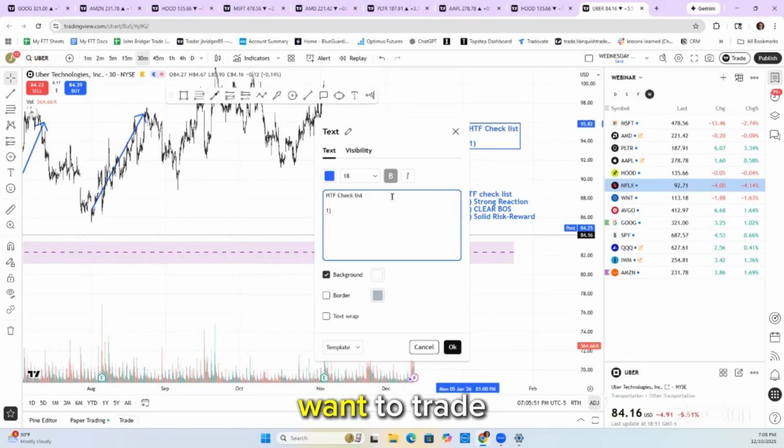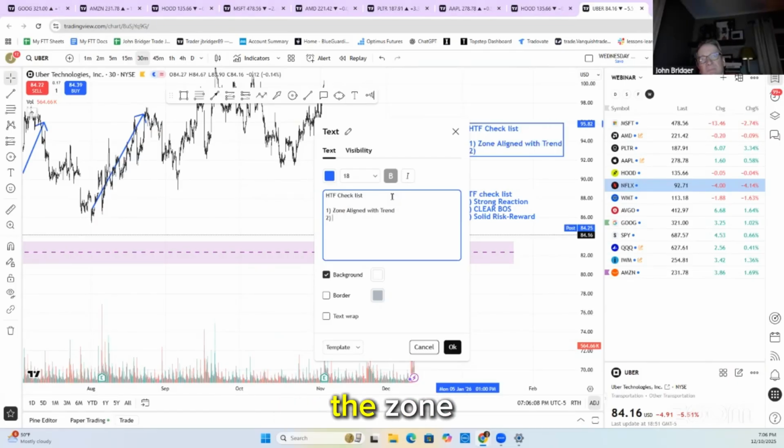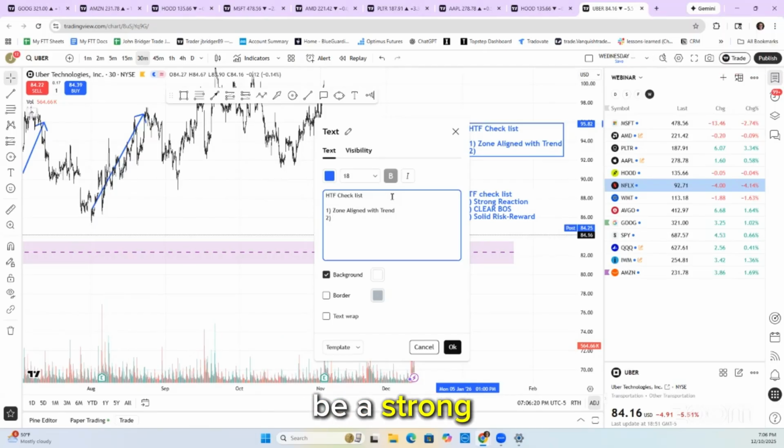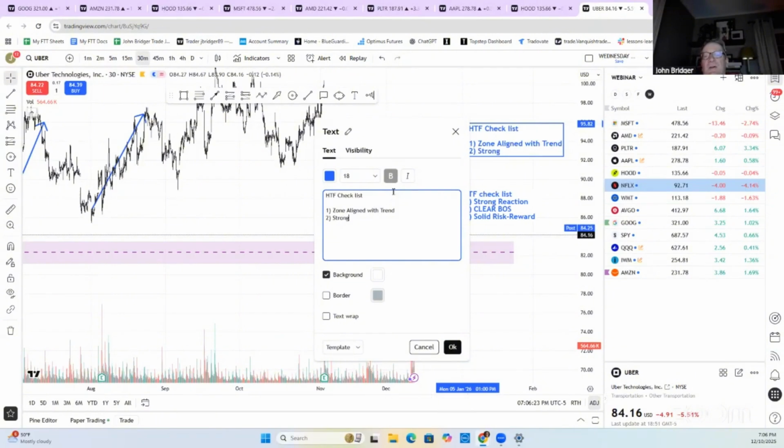Ryan, what type of zone do you want to trade? In terms of this, I'd make sure it's aligned with the trend. Okay. All right. What else? Good reaction to the zone. That'd be your lower time frame. What about the speed of the zone? Yeah, it has to be a strong zone. Yep, strong, right? And I think I saw Chris talk about fresh, ideally fresh.